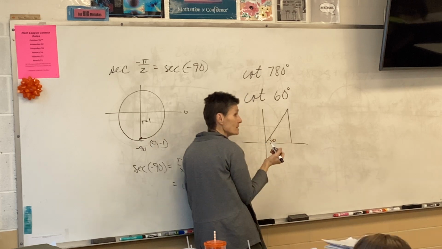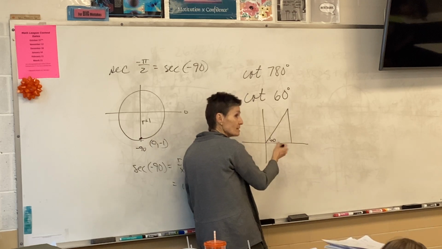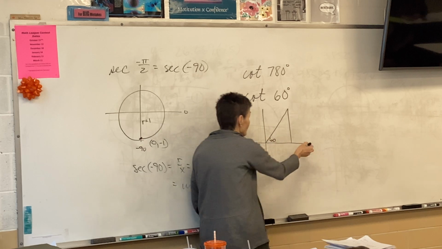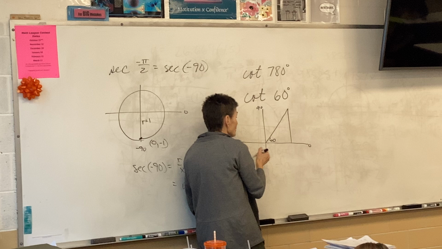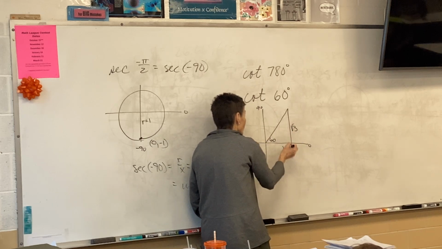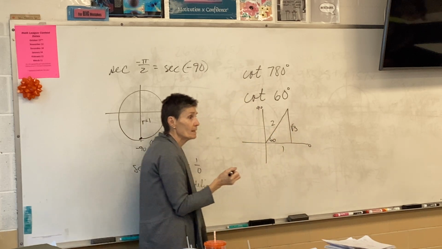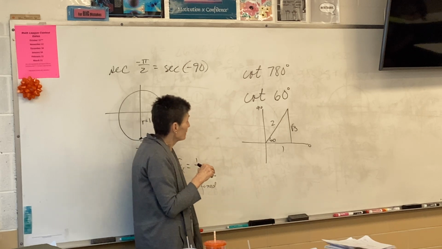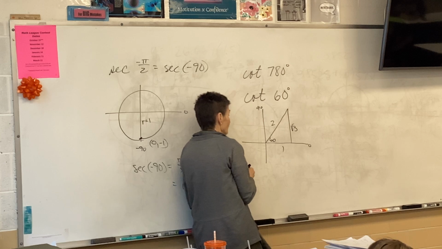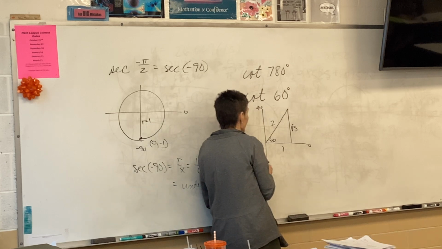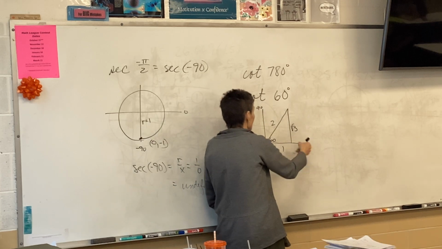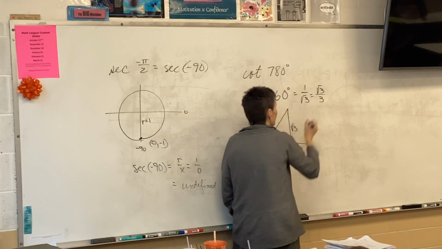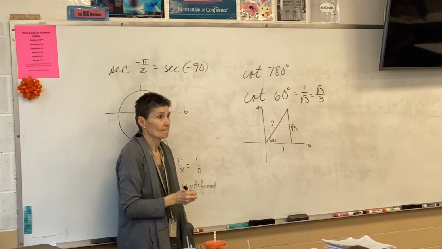60, guys, is not on an axis, so I'm back to a triangle. Does that make sense to everyone? Here, 30 and 90, so my sides are root 3, 1, and 2. I'm in quadrant 1, so everything's positive. What's my cotangent? Watch it. Adjacent over opposite. So it's 1 over root 3, root 3 over 3. Come on, oh, it's opposite.